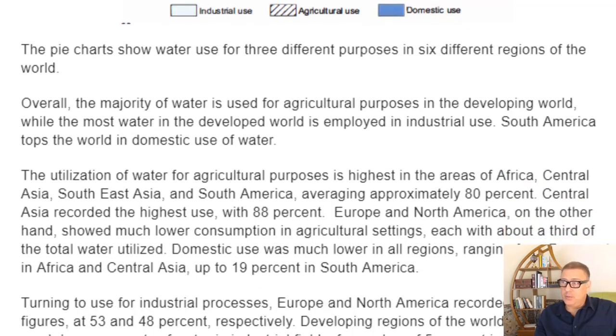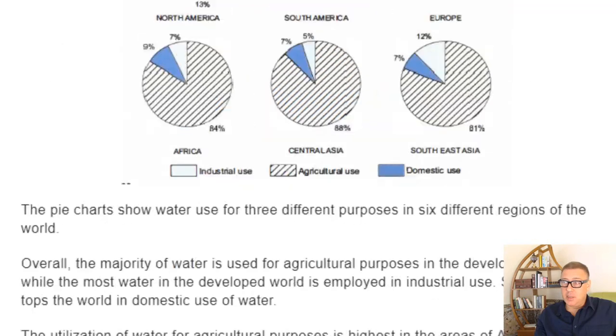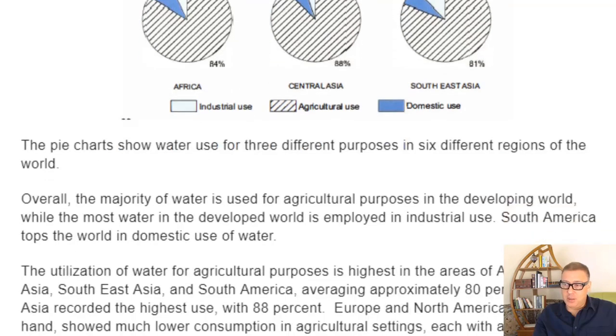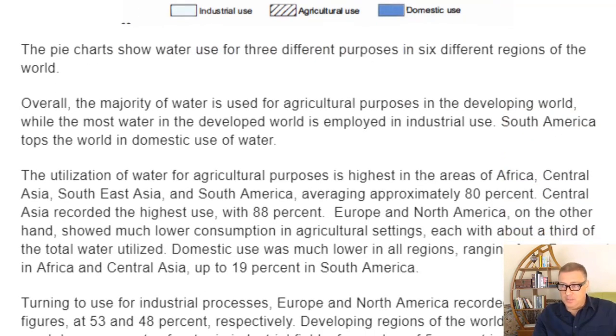So again, we've got three different types: industrial use, agricultural use, domestic use. And we want to make comparisons in this particular type of question. So we want to compare use between different regions of the world. So you've got to either divide it into industrial use and agricultural use versus domestic use, or agricultural use and domestic use versus industrial use, or industrial use and domestic use versus agricultural use. So, two in one and one in the other. In this particular case, it probably doesn't really matter that much. There's no real logical way to divide it.